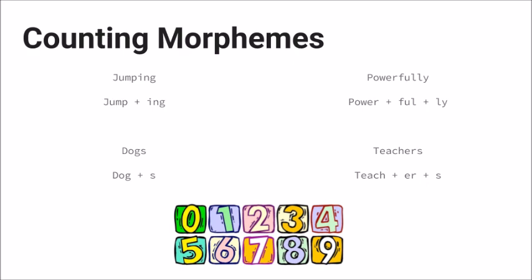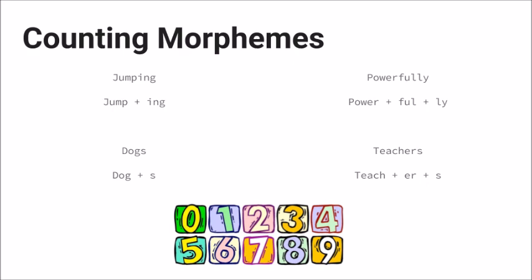Now we're going to practice counting morphemes. In the word jumping, jump is the root word or the free morpheme, and ing is the bound morpheme, so there are two morphemes. Powerfully. Powerful would be two morphemes, but when you add ly, it becomes three morphemes.